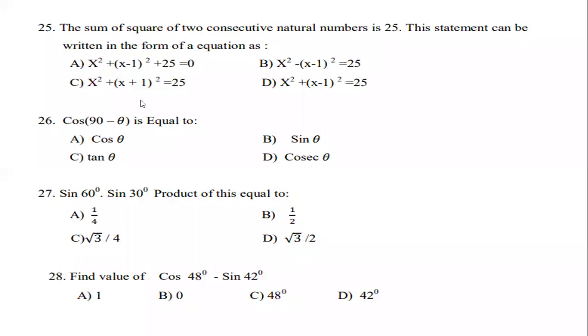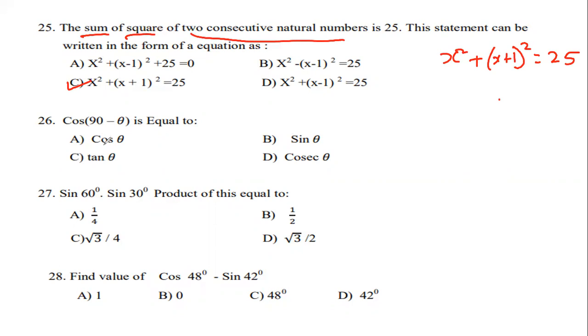25th question is, the sum of the square of two consecutive natural numbers. First consecutive is x, square. Here the square is there because the given is sum of squares. Second one is x plus 1 whole square, which is equals to 25. So which option is right? Option C is correct.